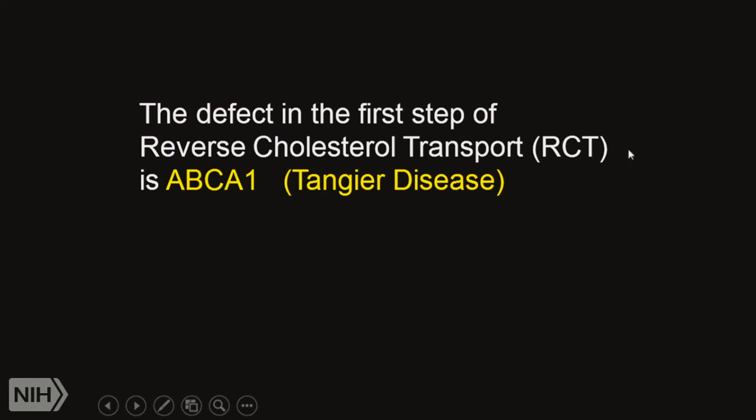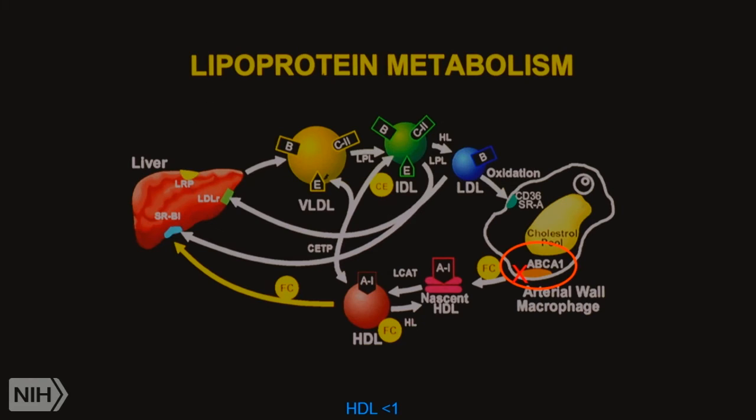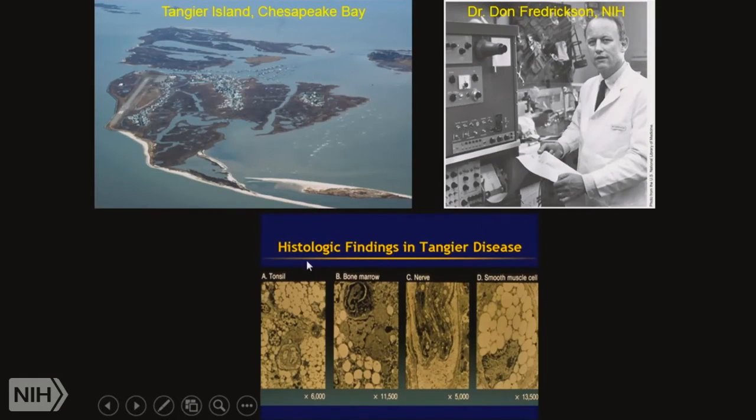And I bet if I ask people here if they've heard of Tangier's disease or what it's named after, most people say, well, Tangier in Africa. Well, no. This is the ABC one. In fact, there's an island in the middle of the Chesapeake Bay called Tangier Island. Here's the best way to get in. That's the runway for the airport. You don't want to overrun it.